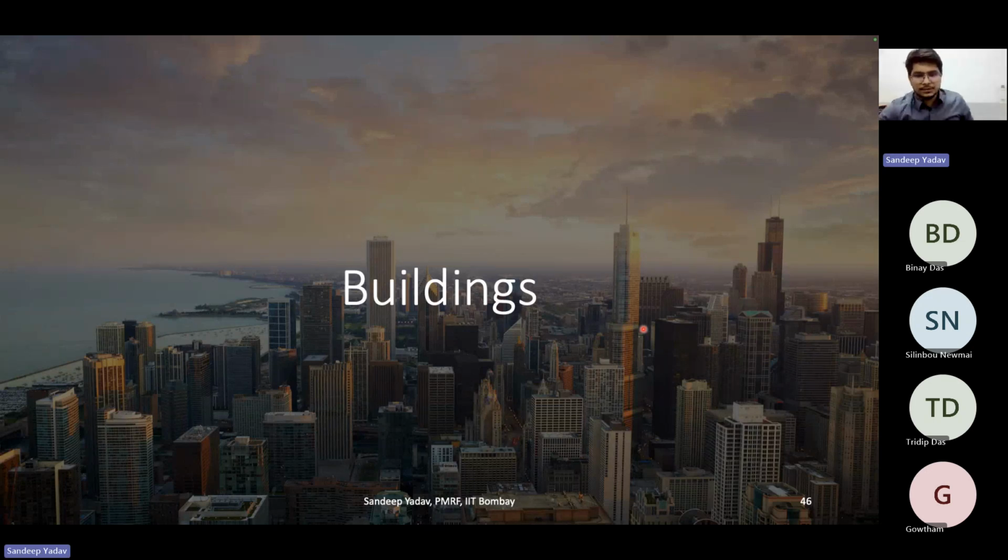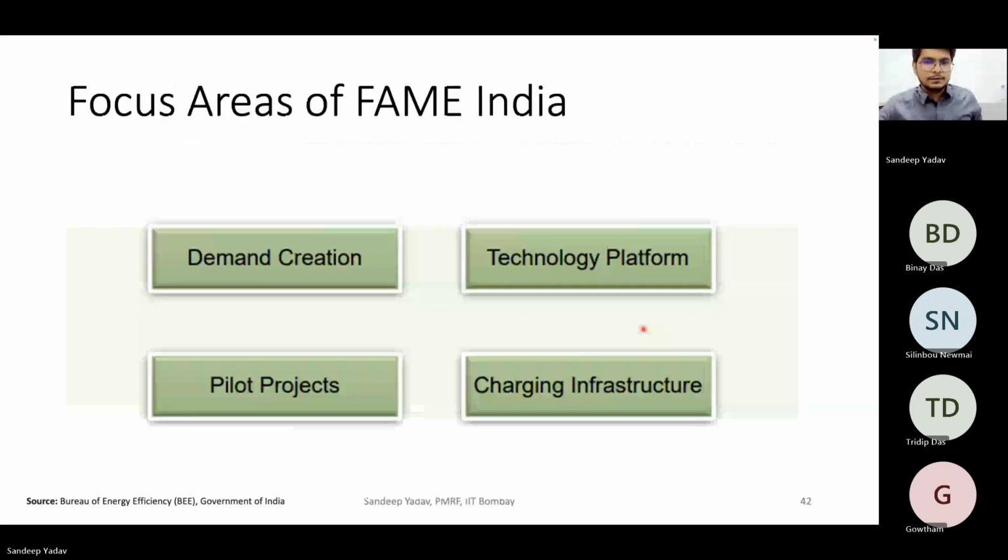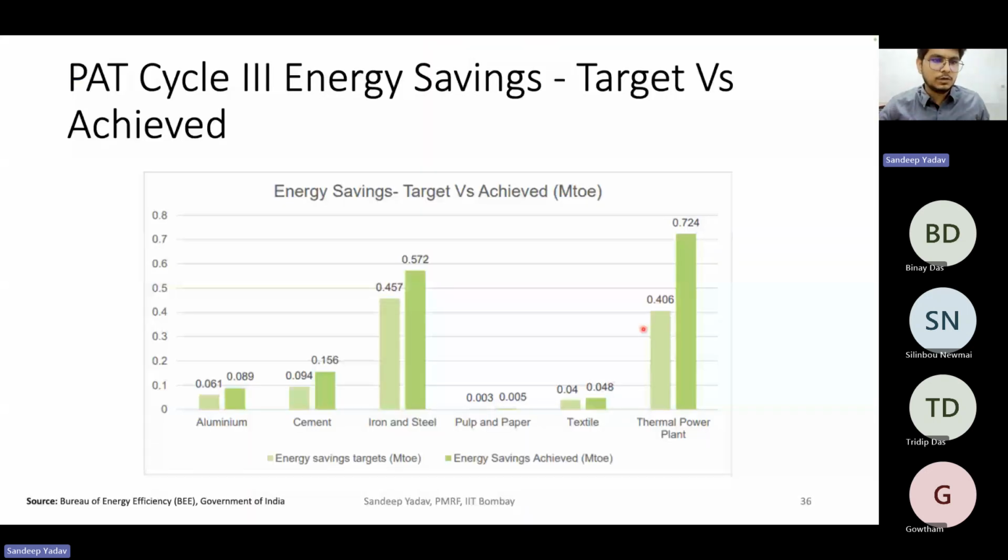Now there are a few schemes that have been covered. If you have any doubt, you can ask about the schemes covered, FAME or the 4E scheme.